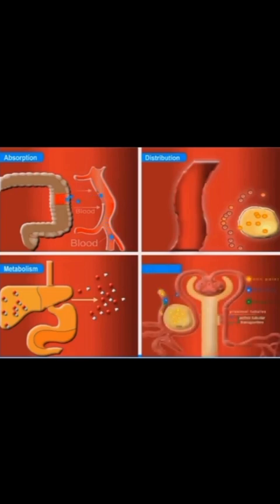The fourth and final stage is the elimination process, which prevents the accumulation of the drugs and their toxic metabolites. The main organ of elimination is the kidneys. However, some drugs can be eliminated through the bile ducts into the gastrointestinal tract or through the lungs.